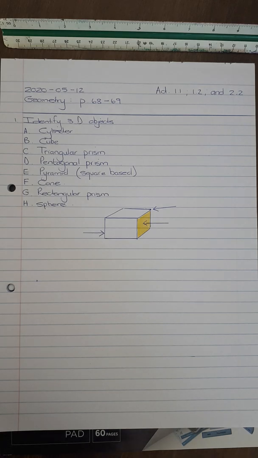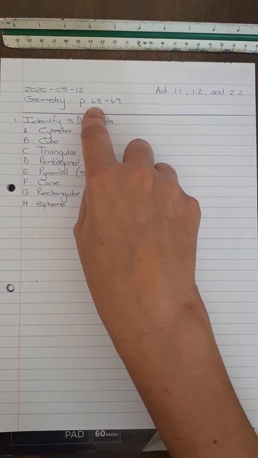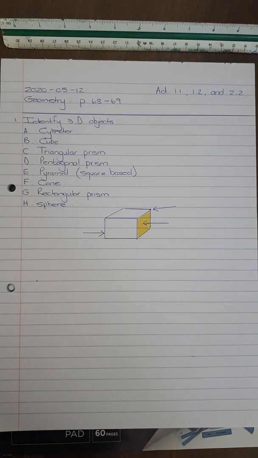Geometry, page 68 to 69. So we are doing geometry, but you are going to do this in your algebra books. So you just keep on working in your books. Just write geometry at the top and page 68 to 69. And today we are talking about the identification of 3D objects.